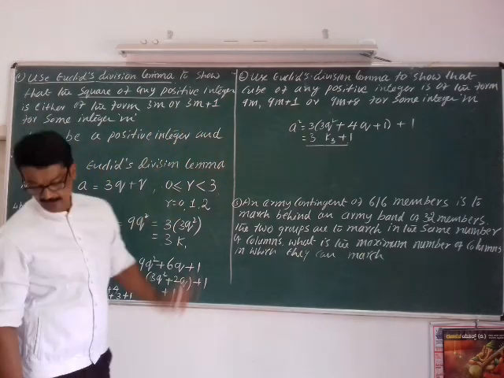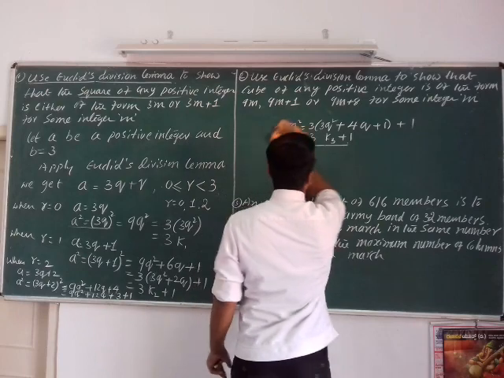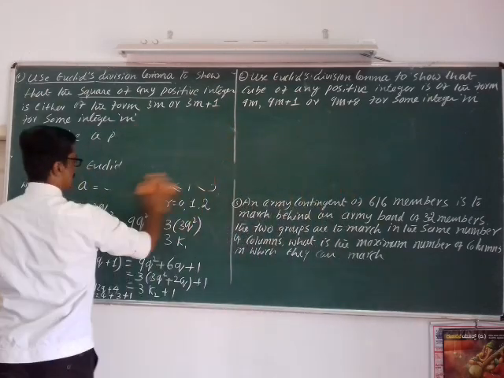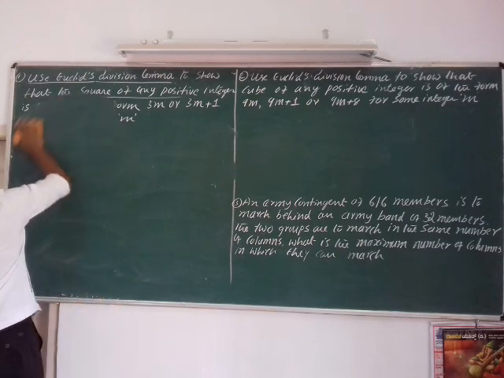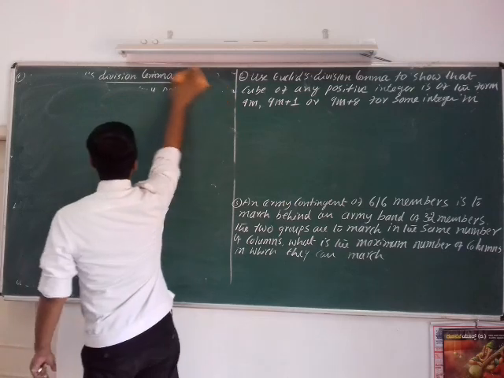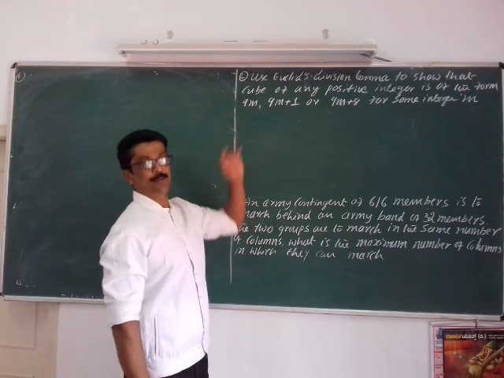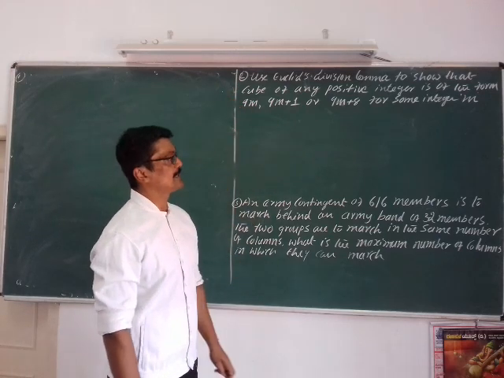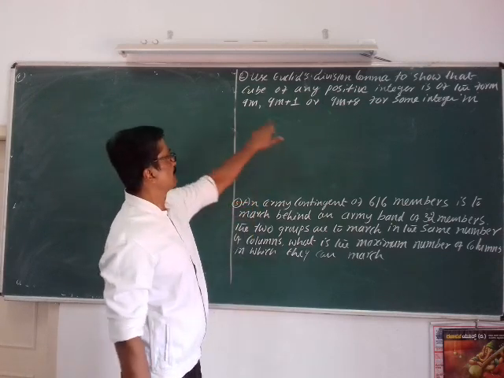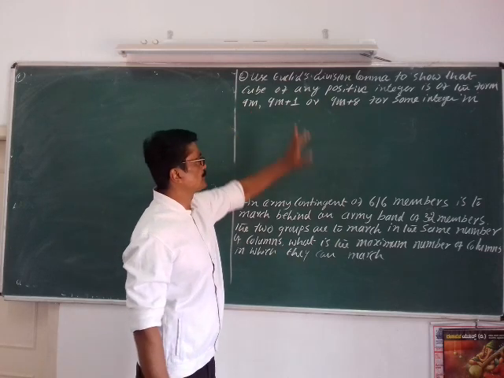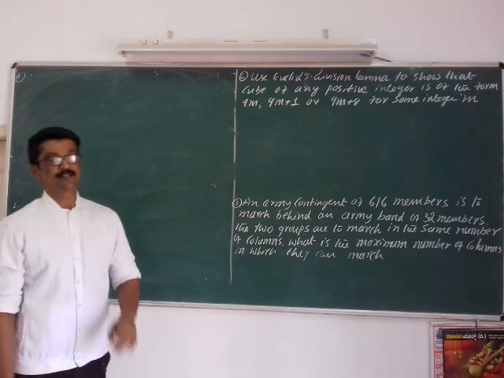Let me take another similar example. See, read the problem once. Use Euclid's division lemma to show that the cube of any positive integer is of the form 9m, 9m plus 1 or 9m plus 8 for some integer m.